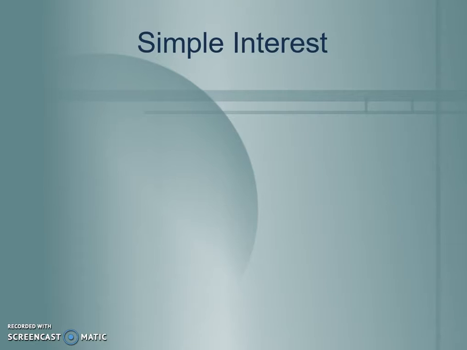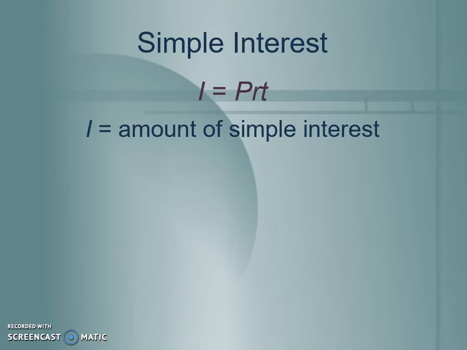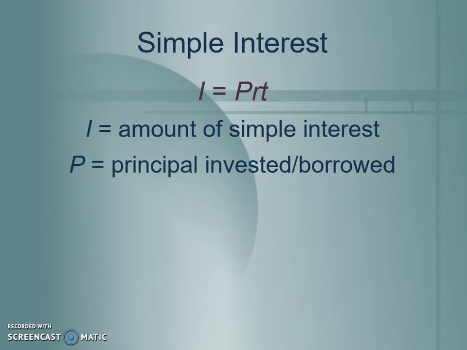And then the last concept we're going to look at is simple interest. So interest is the amount of money that you either earn off of money that you've invested, or it's money that you owe off of money that you've taken out on a loan. So I stands for interest in our equation. It is the amount of simple interest. P stands for the principal. That's the money that you either invested or the money that you're borrowing in your loan.